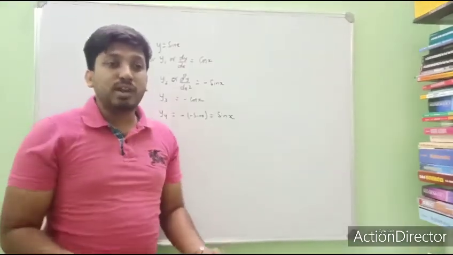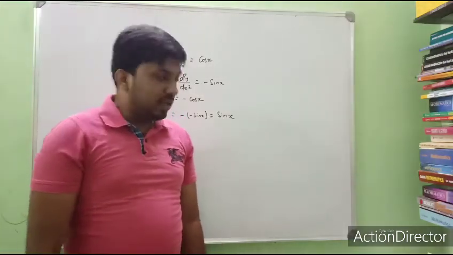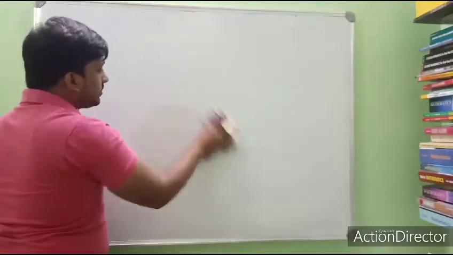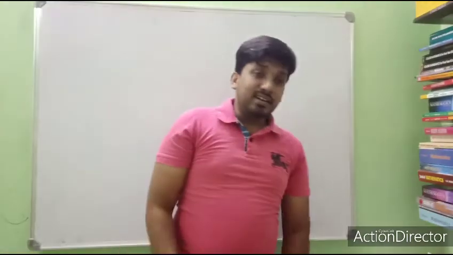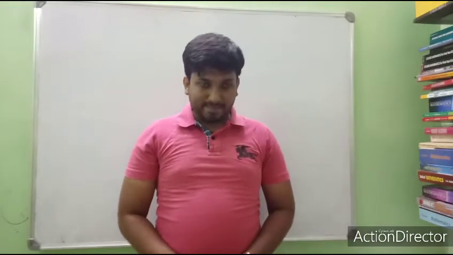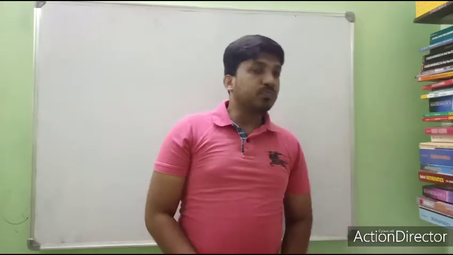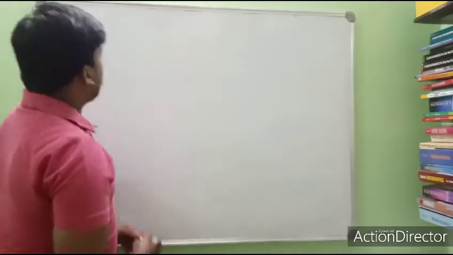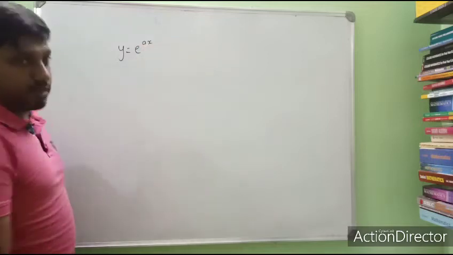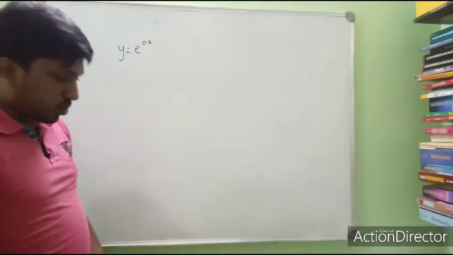So we have a generalized formula for some standard functions. From standard forms of functions, we have a generalized nth derivative. We'll be seeing that, and I hope you are enjoying it. The first standard thing we are going to take is y is equal to e to the power of ax. This is the first standard thing. Let us find the nth derivative of this function y is equal to e to the power of ax.